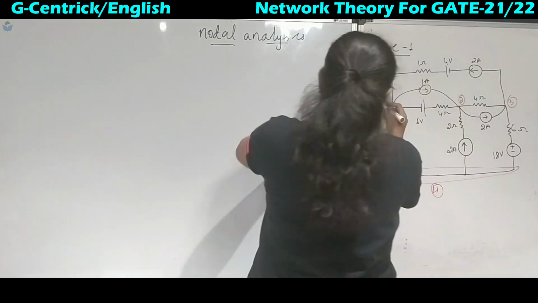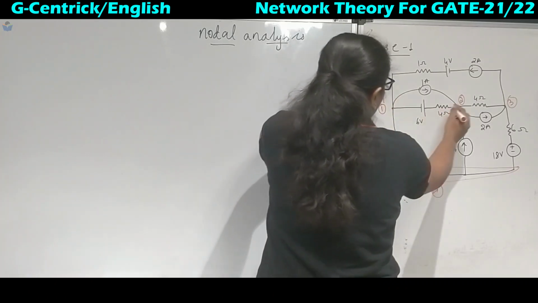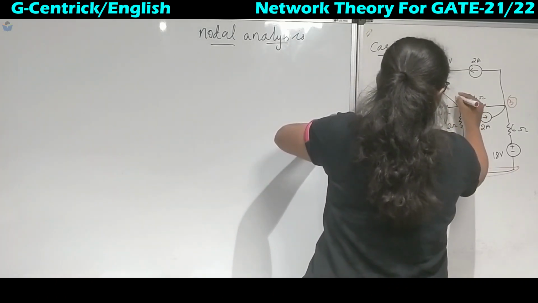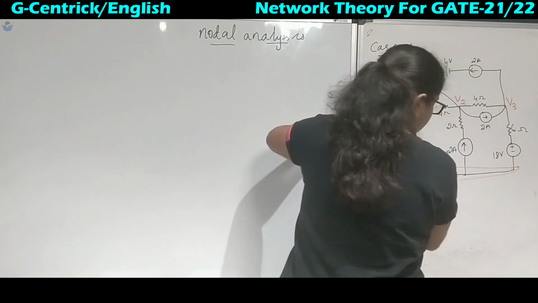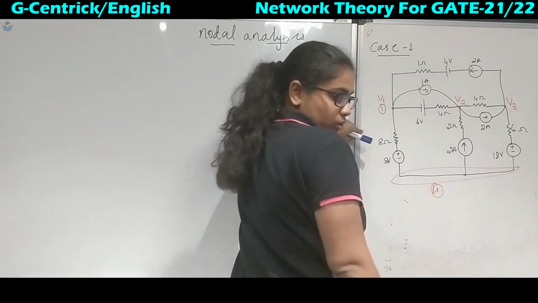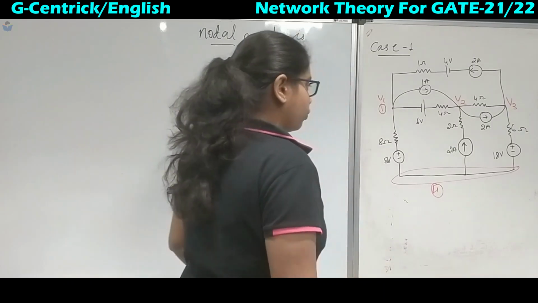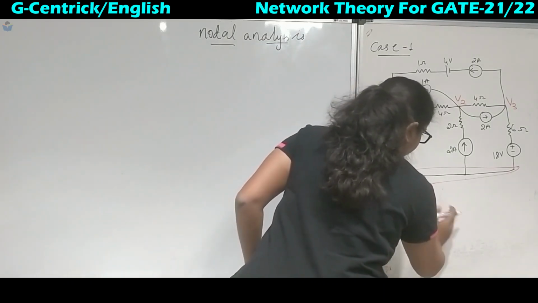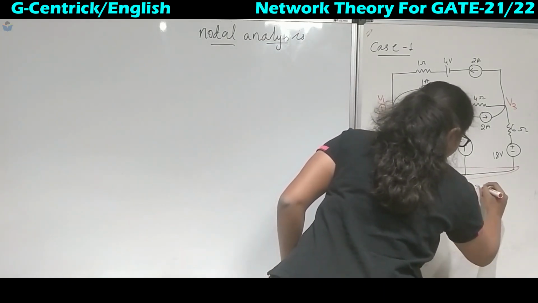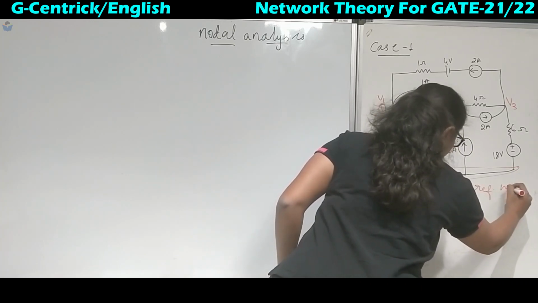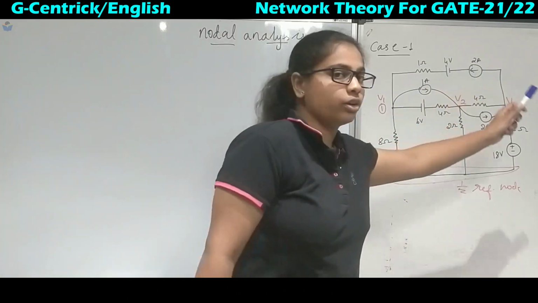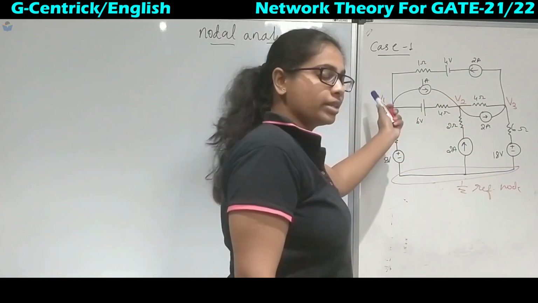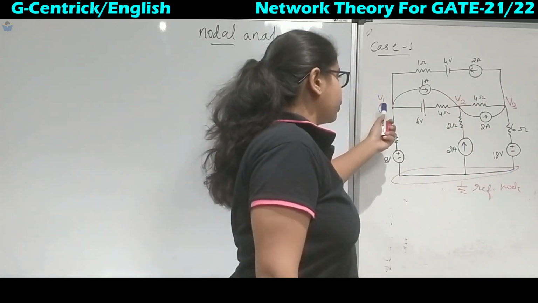So I will call this V1, and this one V2, and this is V3. This is also V4, but it is grounded, so its value is 0 volt. So this is nothing but the reference node. It is grounded and is called the reference node. Okay, so we have identified all the voltages and nodes, and we have assigned the voltages for each of the nodes.